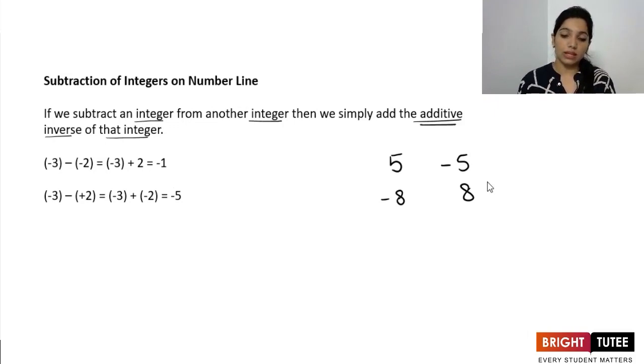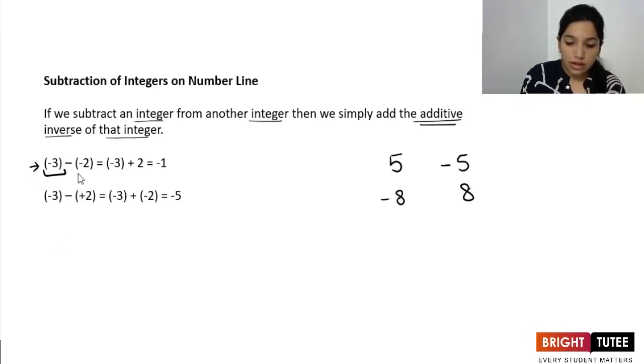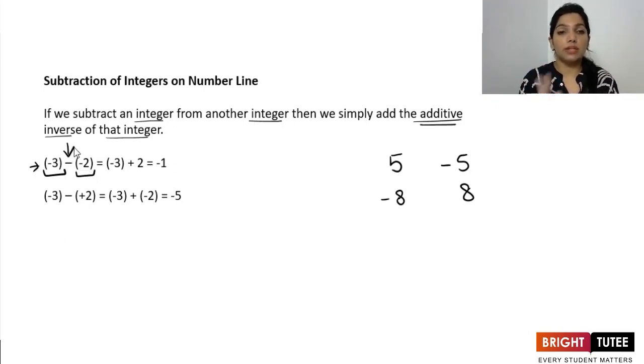Now, it says that when we are subtracting a particular integer from another integer, then we simply add the additive inverse of that particular integer. See here, for example, it says minus 3 and minus 2, and here it says the subtraction sign. So we are going to take away minus 2 from minus 3. What we do? We find the additive inverse of minus 2. It is plus 2, and we simply add the additive inverse of it to minus 3. So minus 3 and plus 2, we know it is minus 1.